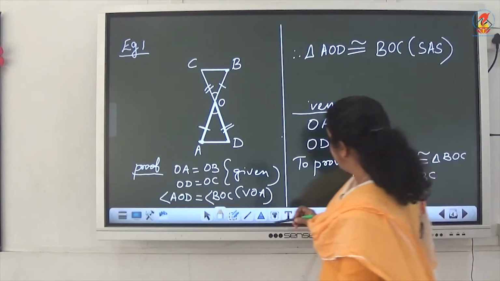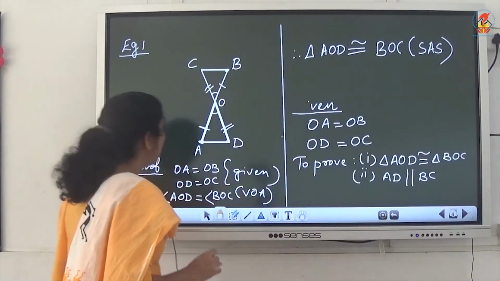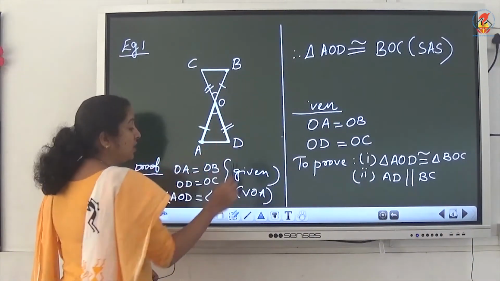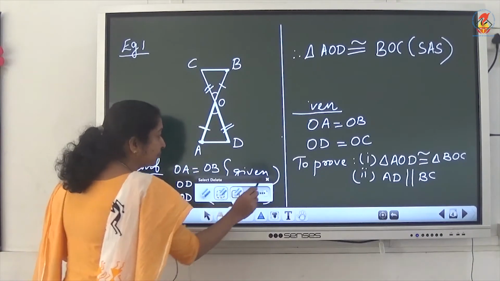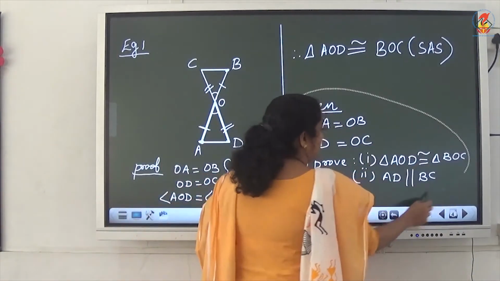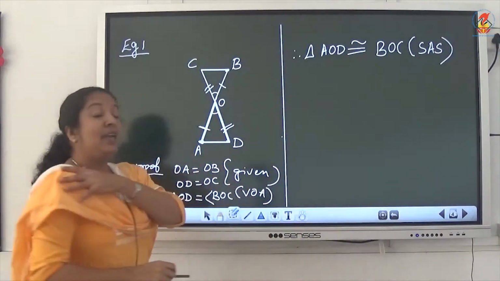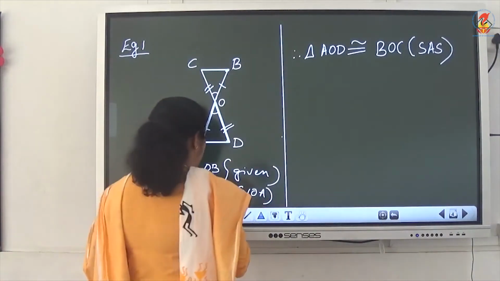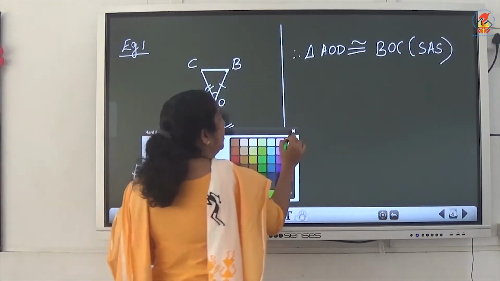Then what is the next one which we have to prove? We have to prove that AD is parallel to BC. How can you prove?